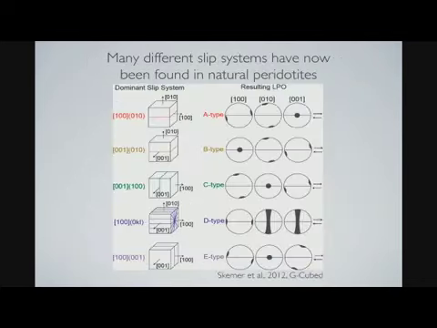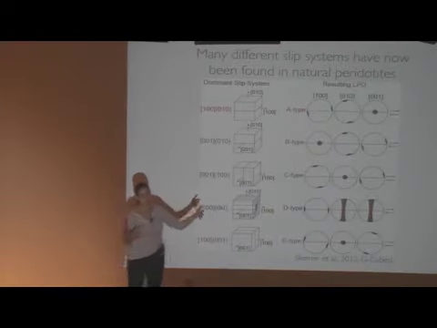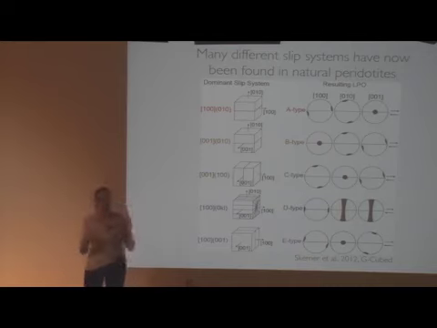Another thing, and this is what I'm going to spend time going into, is that one of the great things about that Jung and Karato study, which developed this B-type hypothesis, is it spurred people to start really looking back into fabrics again. And we now have a whole variety of different slip systems that we talk about in peridotite, and I'm going to come back and talk about this in more detail.